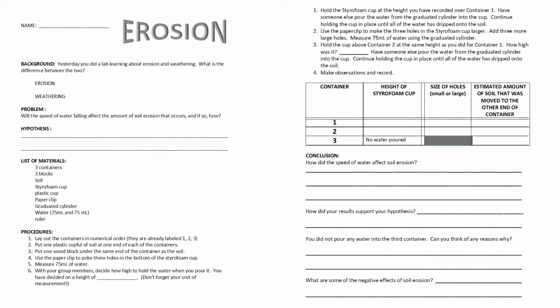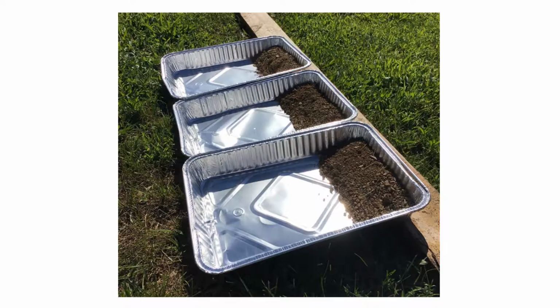We start out with a review of weathering and erosion. Then my students will hypothesize the answer to the problem that I give them. Will the speed of water affect the amount of soil erosion that occurs? And if so, how? To test the hypothesis, students are directed to place dirt on one end of each of three separate trays. That same end is raised up on blocks to create a slope. Water is poured from a height that the students determine through a cup that they put holes in. One tray has water being released slowly and a second tray has water being released quickly.